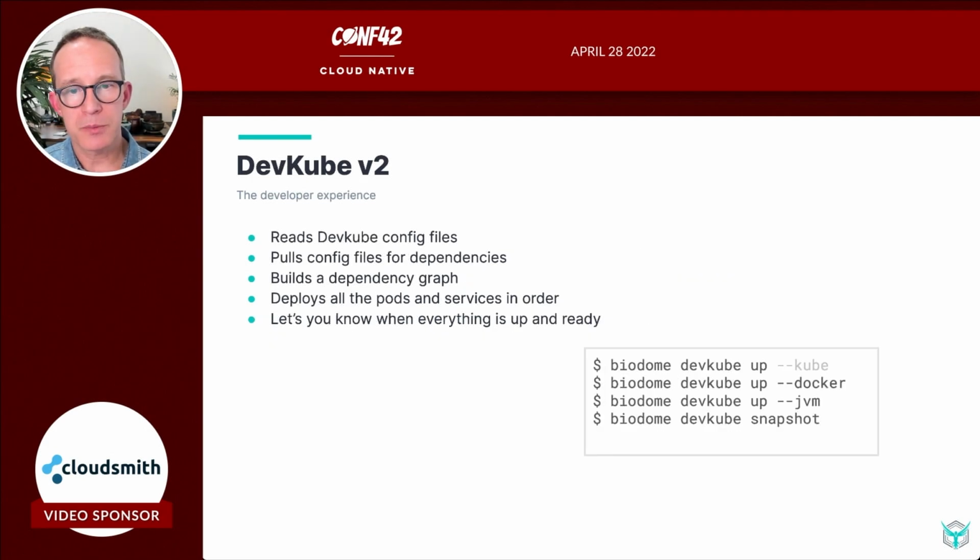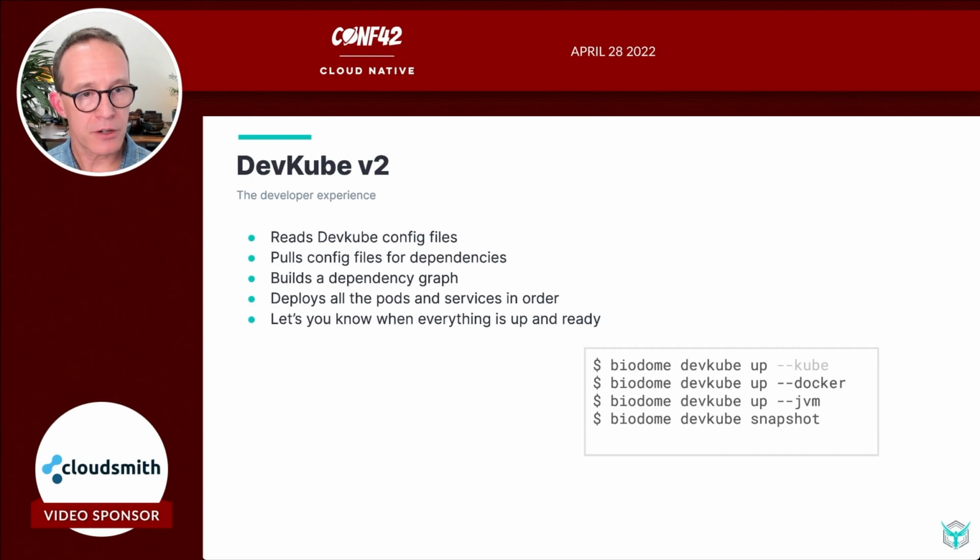Then there's the developer experience. Once you've got all those DevCube configuration files set up in all of the repos for our microservices, a developer working on, say, Service A can just say Biodome DevCube up. By default, that reads in the config files from all the other dependency repos, and it builds out manifests behind the scenes, and it applies them to Kubernetes. So you end up with a DevCube environment that looks just the same as what we had previously.